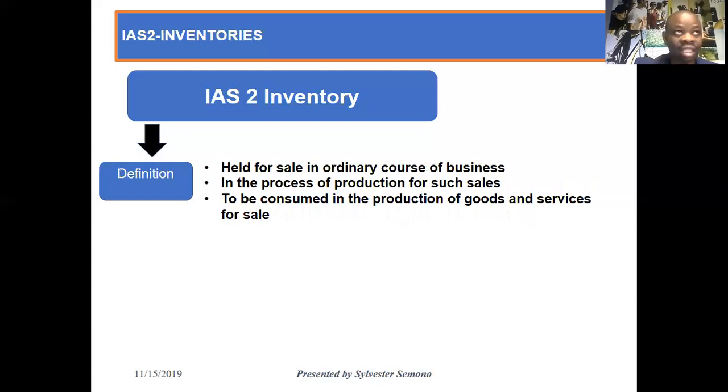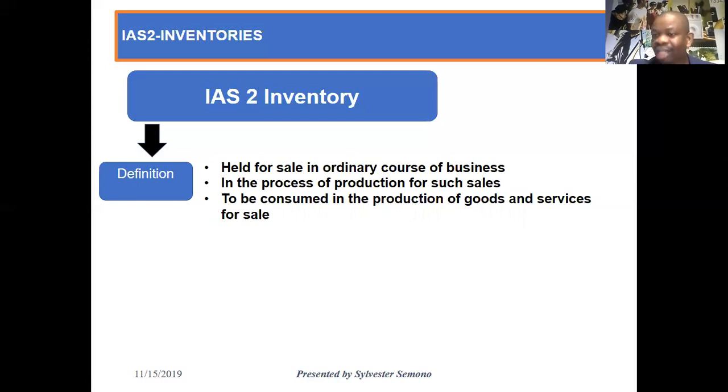Just a definition, as I said, you need to understand the basics around inventory. As you can see, the inventory is held for sale in the ordinary course of the business, in the process of production for such sales, and to be consumed in the production of goods and services. Like you know from your previous studies, you need to understand the main aim of the business, the reason why we are in business, so that you can be able to know which items are inventory and which ones are PPE at the end of the day.